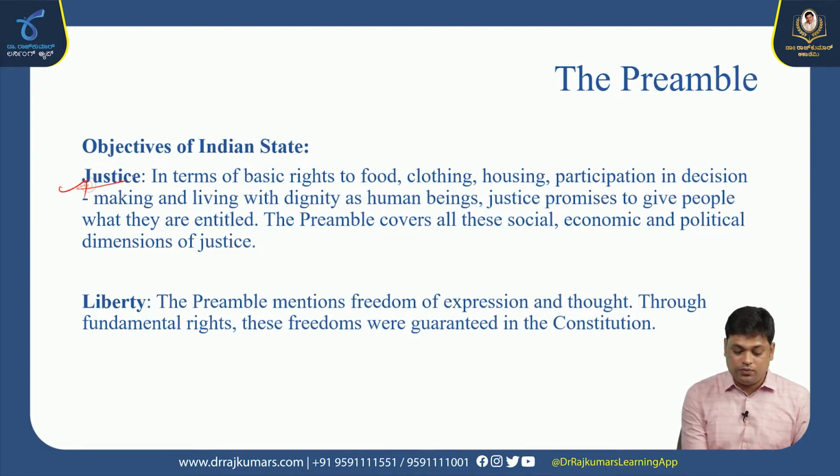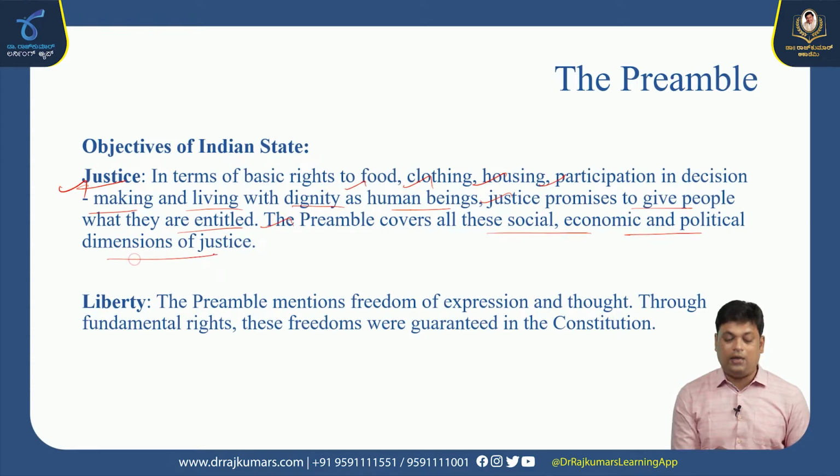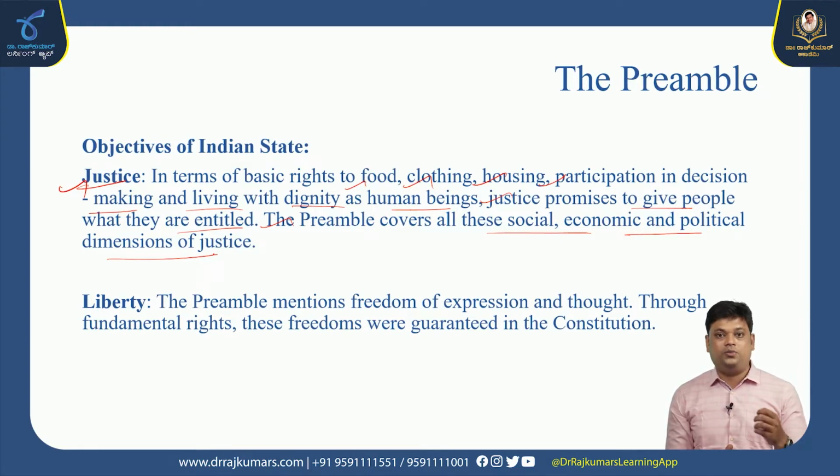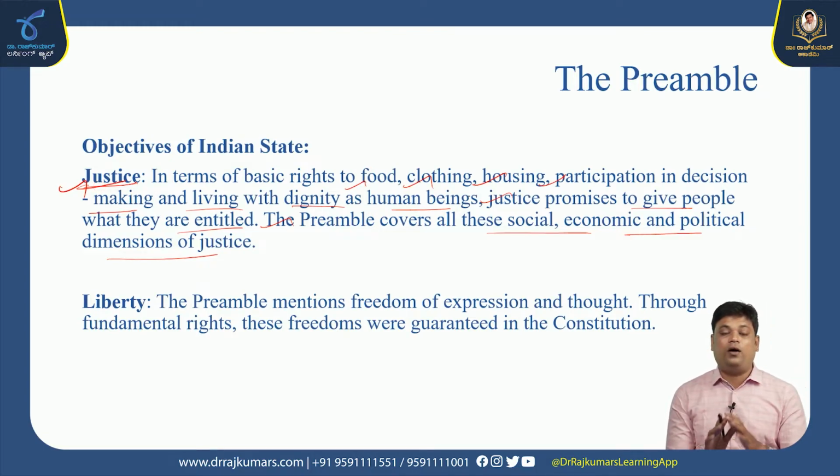First one is justice. In terms of basic rights to food, clothing, housing, participation in decision making, living with dignity as human beings, justice promises to give people what they are entitled to. The preamble covers all the social, economic, political dimensions of justice. People are supposed to get all the basic amenities such as food, shelter, clothing, and they can also participate in making decisions, and their living dignity is supposed to be preserved. So these things will be given to them. That is known as the objective of our preamble.